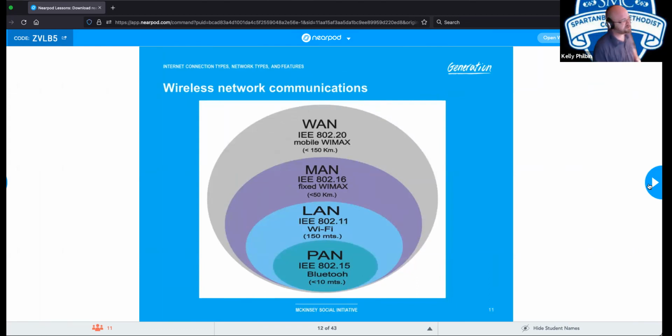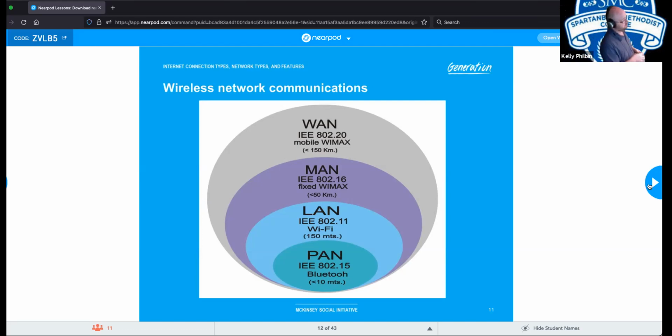Wireless network communications. We have the WAN, the MAN, the LAN, and the PAN. So WAN, I believe that would be satellite. MAN gets you into the WiMAX. Don't see WiMAX very often. That is more, I guess, scientific or research, I believe. It's very rare that you do see WiMAX.